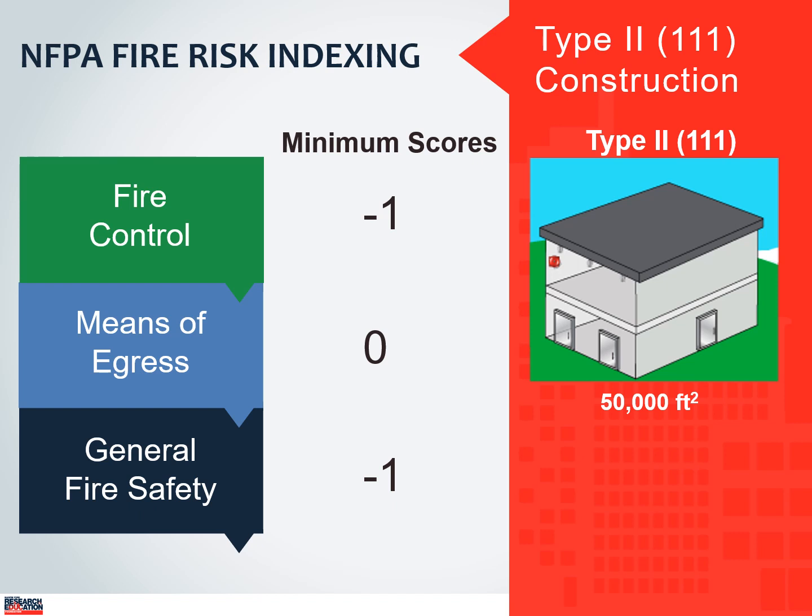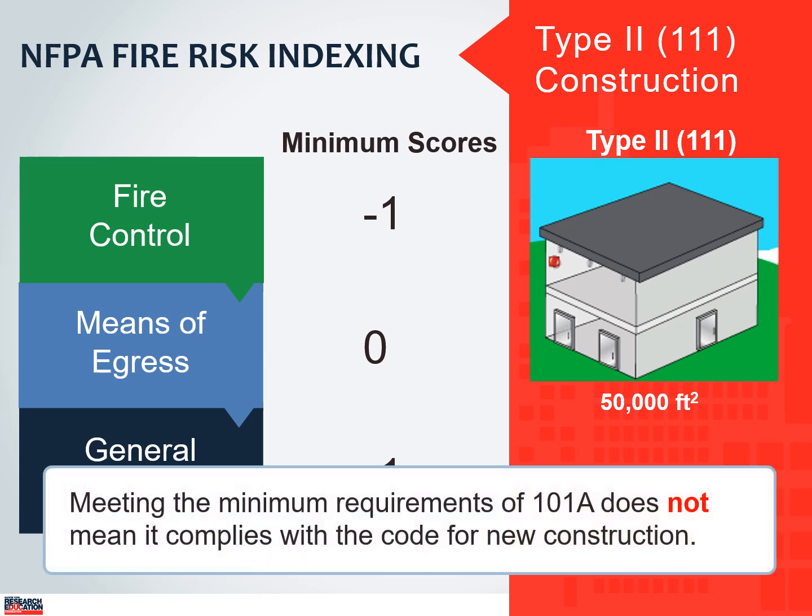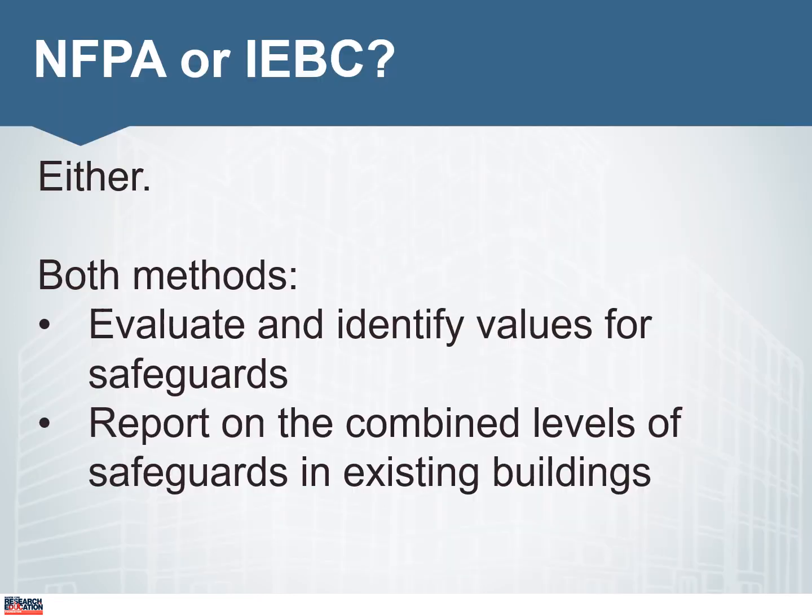In this case, enclosing the stairs with 1 hour construction changes the vertical opening score from a -2 to a 1, which changes the total score for these two components to 0, which is compliant. Meeting the minimum requirements of 101A does not mean it complies with the code for new construction. The approach is different for both the NFPA and the IEBC method.